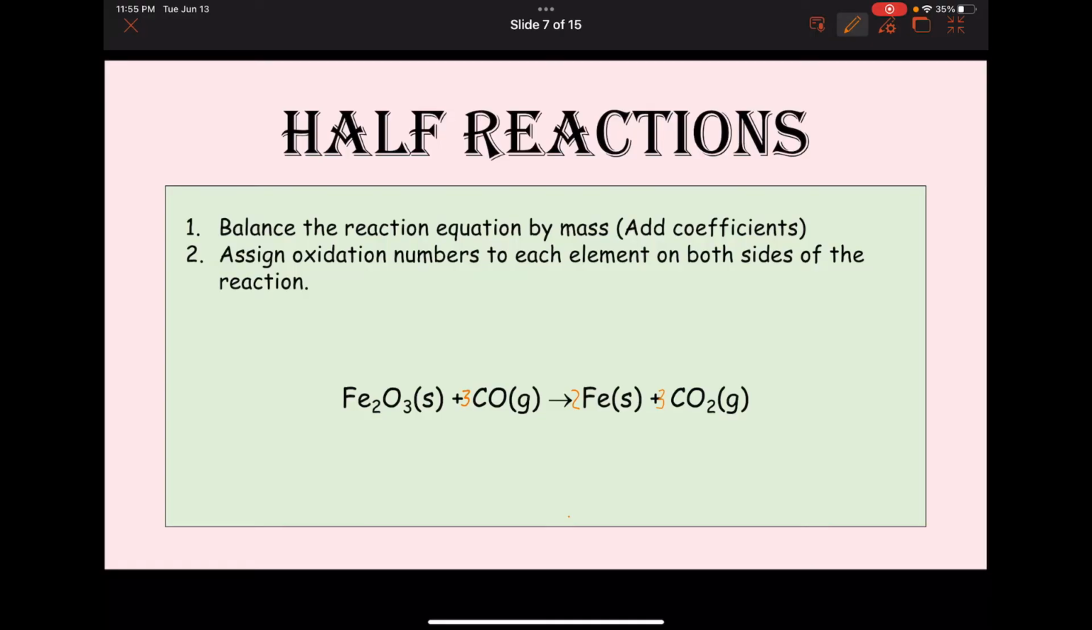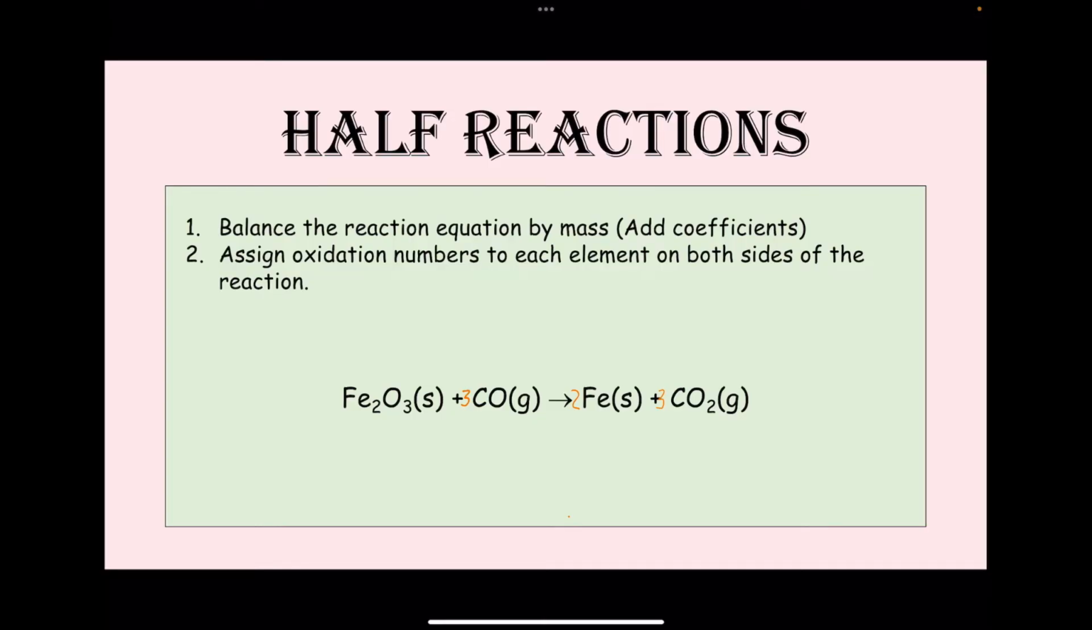So let's start with iron oxide. In this case, assigning the charge is going to be very easy because we can just do the anti-crisscross to bring the subscripts up to become the charge. So iron is going to have a charge of +3 and oxygen is going to get a charge of -2.